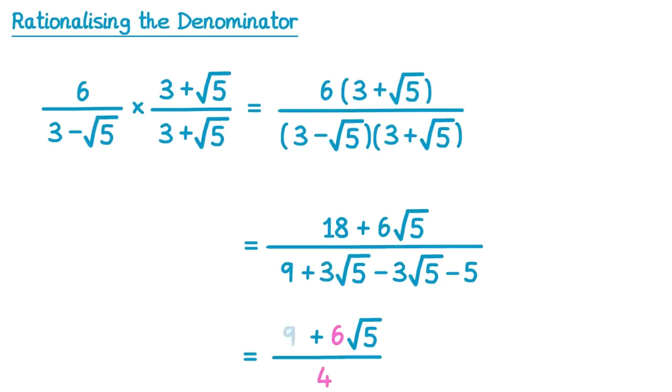Half of 18 is 9. Half of 6 root 5 is 3 root 5. Notice we don't divide the root 5 by 2, just the 6. And then 4 divided by 2 is 2.